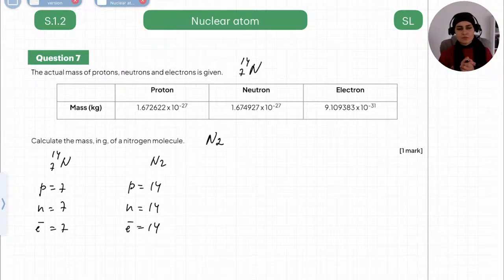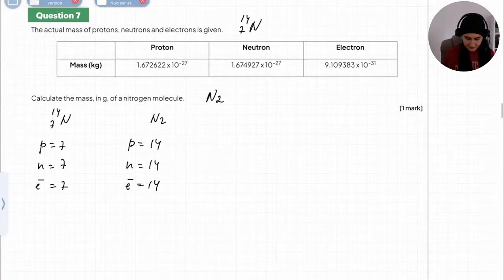And we know the mass of every single subatomic particle, right? I just find the mass of 14 protons plus the mass of 14 neutrons plus the mass of 14 electrons. And that would be the mass of the molecule. Of course, we will find it in kg first, and then they ask to convert it to grams.